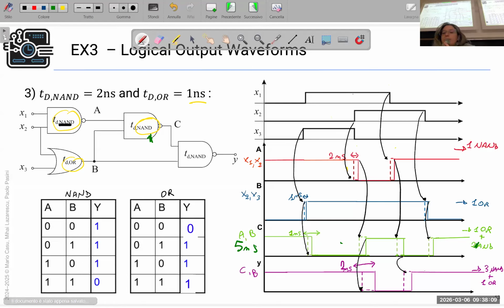Okay. So you say if all these 3 cause a delay of 5, why do we not just consider a delay of 5 for all of them?